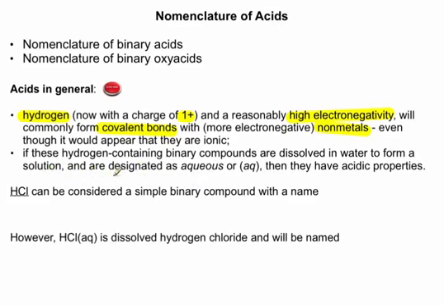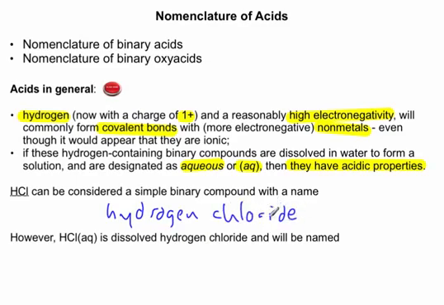When we dissolve these hydrogen-containing compounds in water, they split apart and you get free hydrogen ions in solution. When they're dissolved in water they're said to be aqueous, or we add the symbol AQ afterwards, and when they're aqueous they have acidic properties, hence acids. So in the first instance, HCl with nothing else after it can be considered a simple binary compound. If we're naming that, we just call it hydrogen chloride.